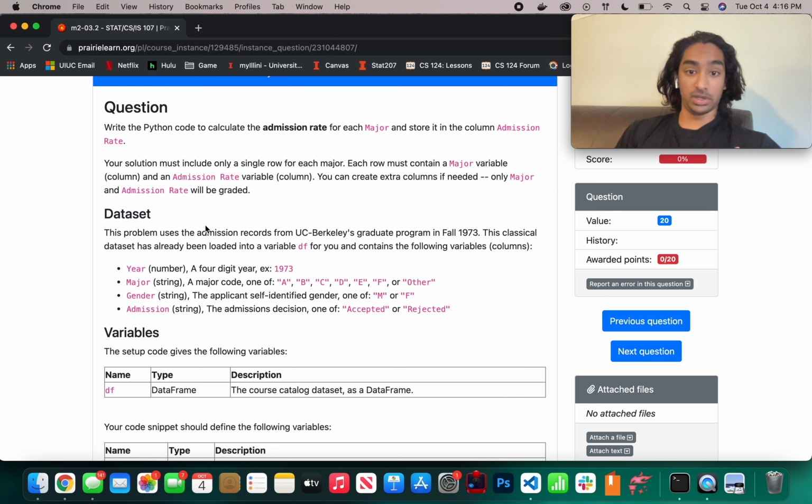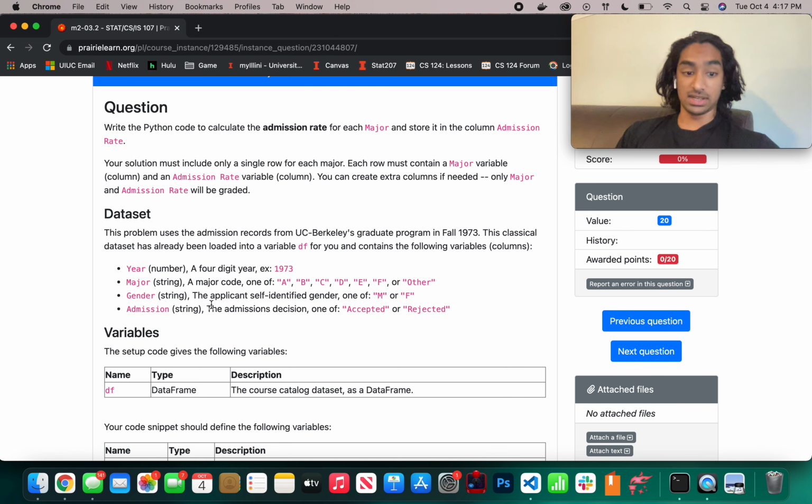So first things first, reading through the problem, we need to find an admission rate for each major. So right off the bat, by saying for each major here, what I'm immediately taking away from that is that we need to group by major. So we need to find a value for each major, not for every single value in the data set. And we need to store it in the column admission rate.